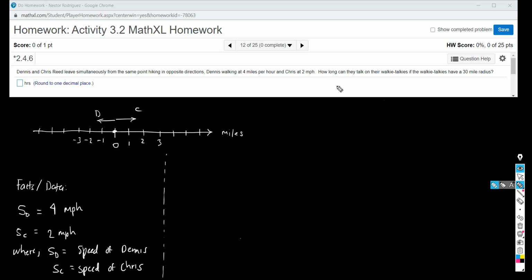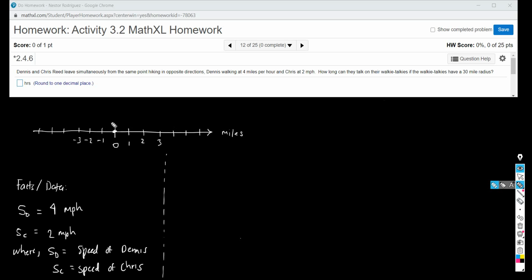So, as I was saying, what is the question? The question is, these people are going to walk in their respective directions and they have walkie-talkies in order to talk to one another. And at some point, those walkie-talkies will start failing because the distance between these two people will be enough for the walkie-talkies to stop communicating with one another. Okay, so what is that distance? 30 miles.